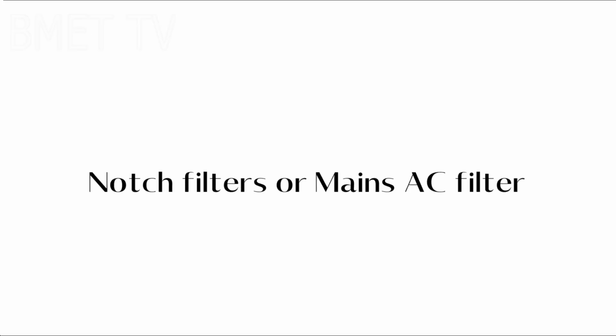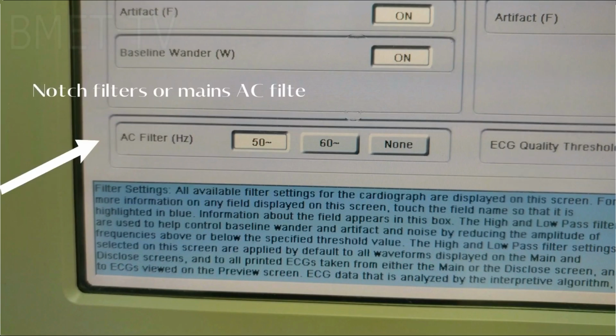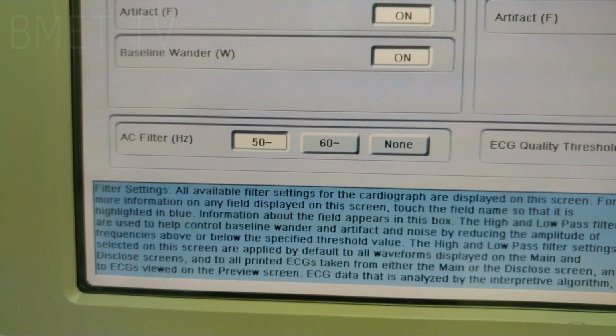The third filter in an ECG machine is the notch filter or mains AC filter. Notch filters combine both high and low pass filters to create a small region of frequencies to be removed. For ECGs, the main target is to remove 50 or 60 Hz of noise. Because mains noise falls in the region of interest, especially for diagnostic ECGs, the setting of an AC filter is usually optional. ECG equipment already contains some ability to reject mains noise even without a filter.